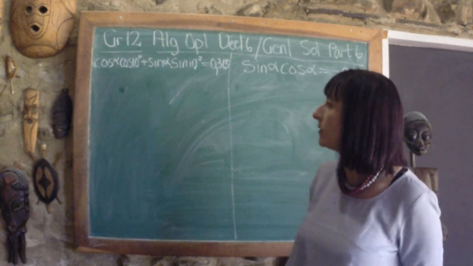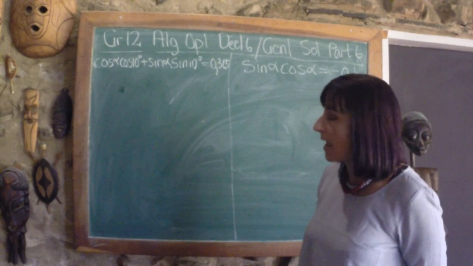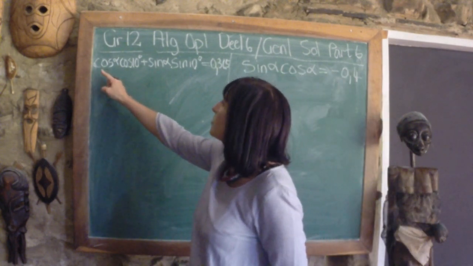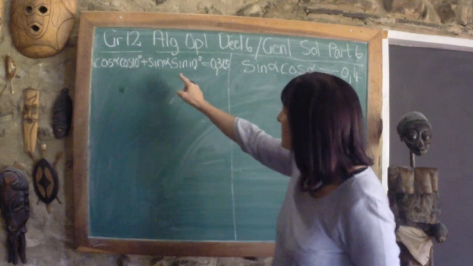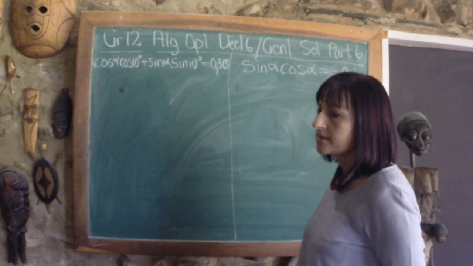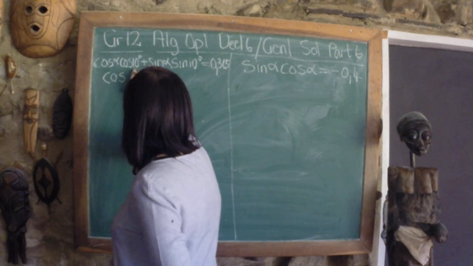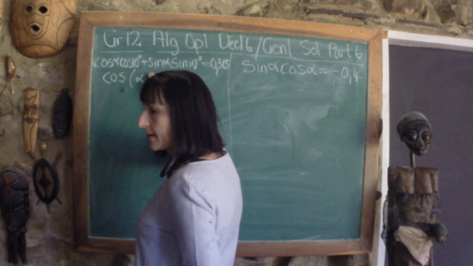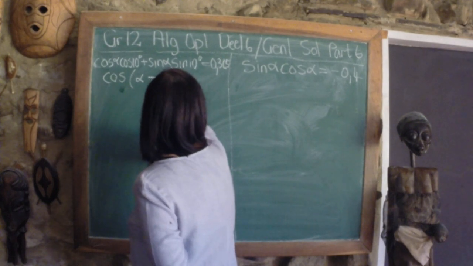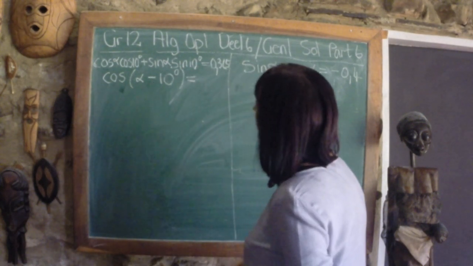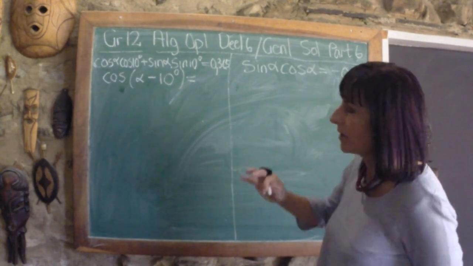It's a double angle formula that I know, and the double angle formula that I know is cos alpha cos 10 plus sin alpha sin 10 is the cosine of alpha minus 10 degrees, and that's learning work. It's the double angle formula the other way around.